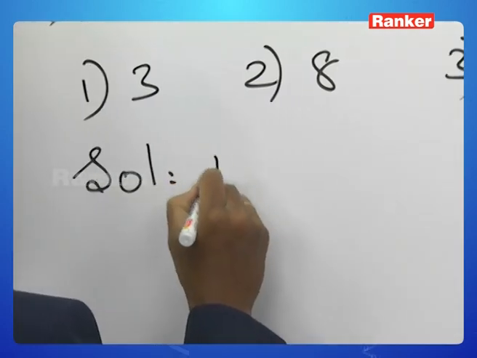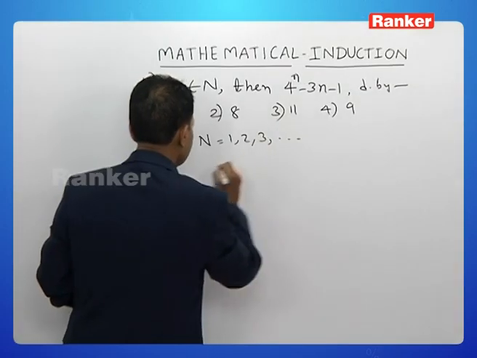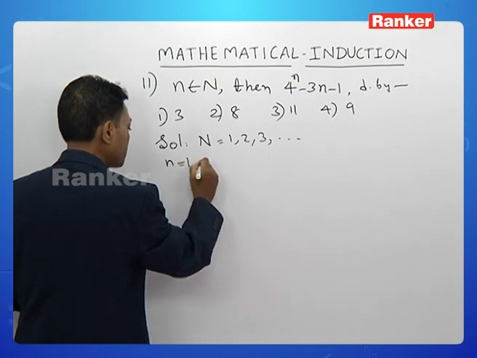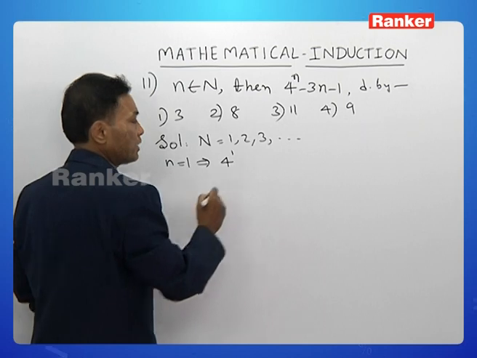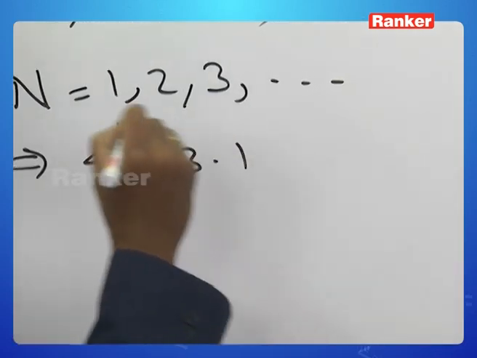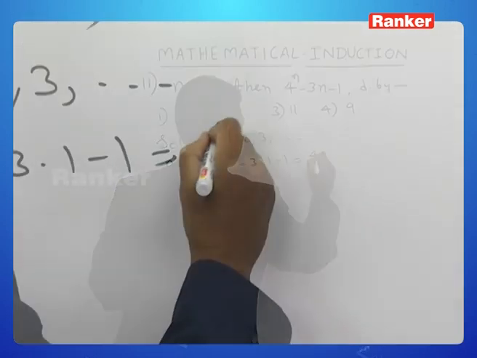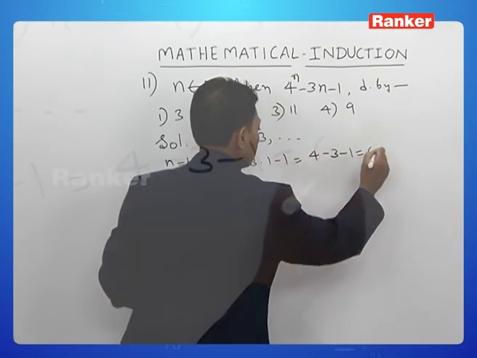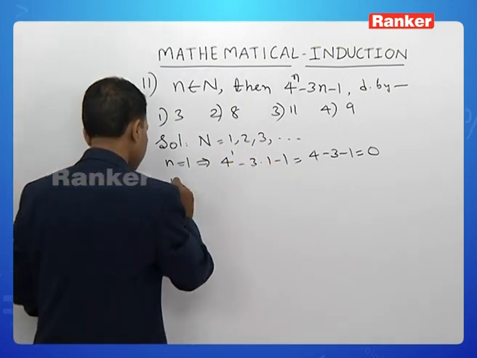As we said, natural numbers in the sense, yes, 1, 2, 3. So, we will go for a trial value, that is first value n is equal to 1. Substitute n is equal to 1. 4 power 1 minus 3 into 1 minus 1. So, it became 0. 0, any number divides the 0. So, we will go for the next.